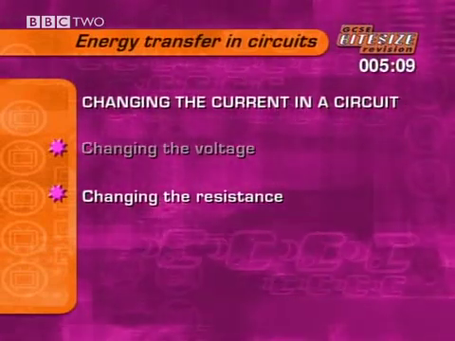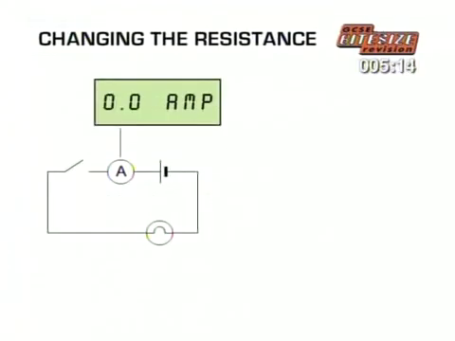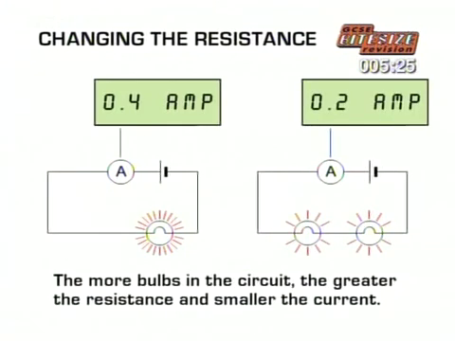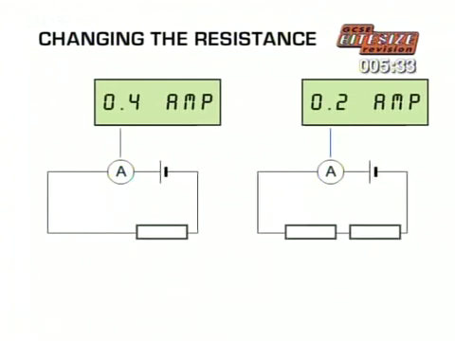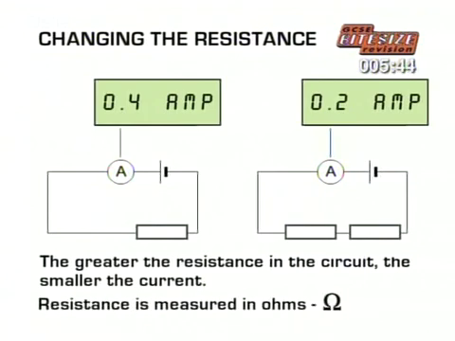The other way of changing the current in a circuit is to change the resistance. One way to do this is to change the number of components, such as bulbs, in the circuit. Bulbs are designed to offer resistance to the flow of electricity. That's why they glow. More bulbs in the circuit means a greater resistance and smaller current. Adding different resistors in the circuit can also change the resistance in the circuit. The greater the resistance, the smaller the current. Resistance is measured in ohms, written using the Greek letter omega.